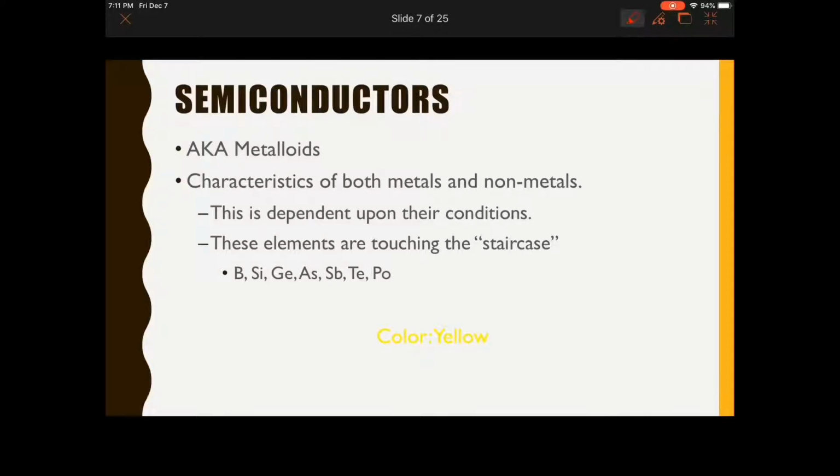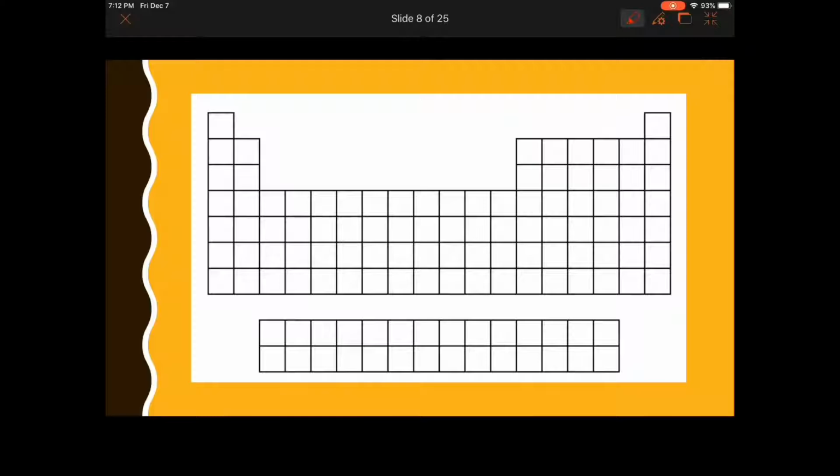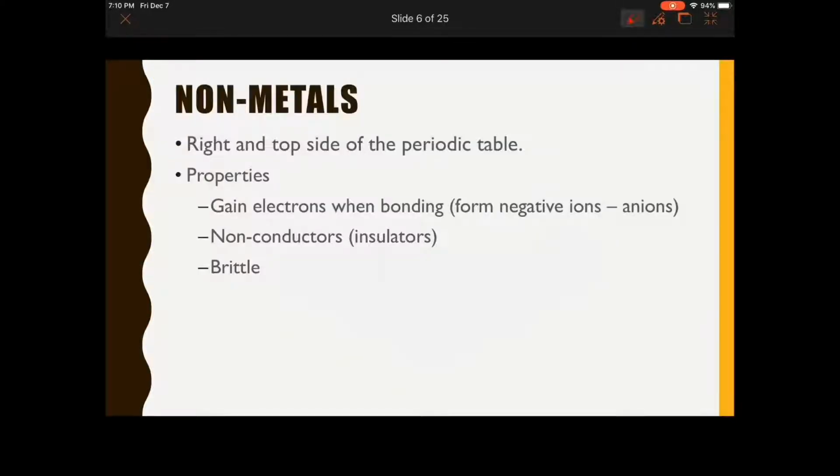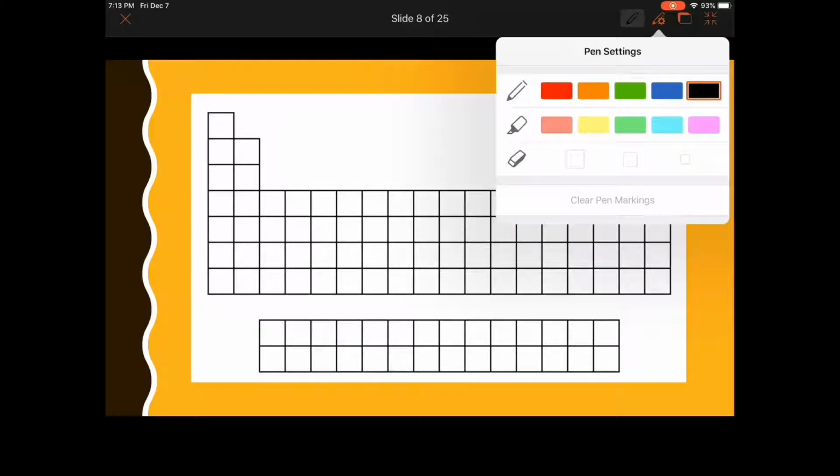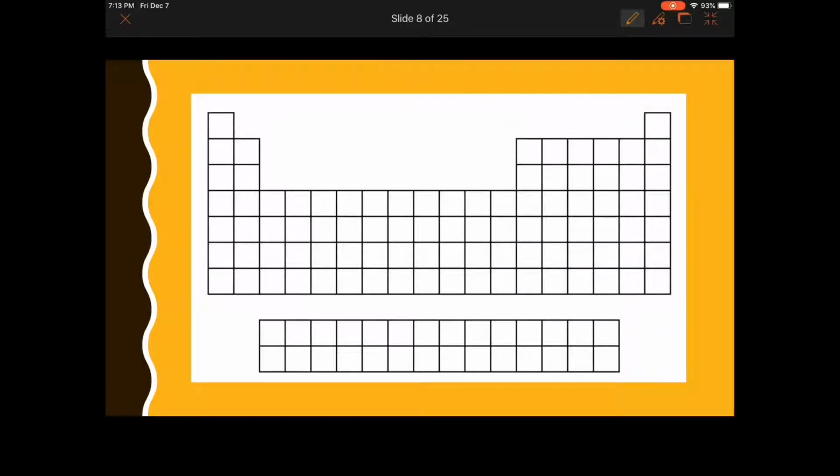But if you have your periodic table in front of you, go ahead and get a yellow color, or you can pick a different color if you want, just as long as you keep a legend of what your colors are. And I'll show you where to put these on your periodic table. When I'm talking about the staircase and how we should color these in, we're literally going to be making what looks like a staircase. So if you wanted to draw this in, you could.